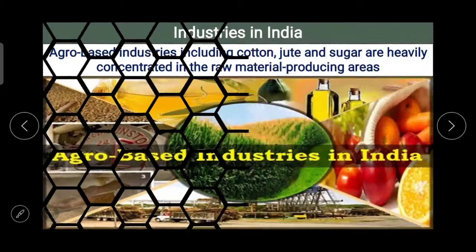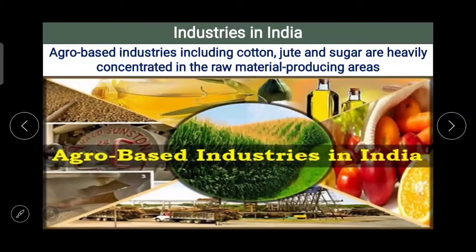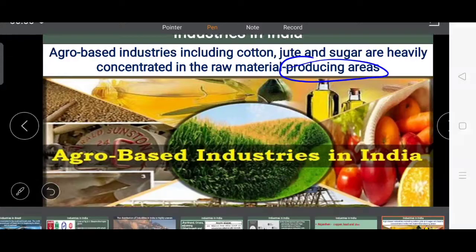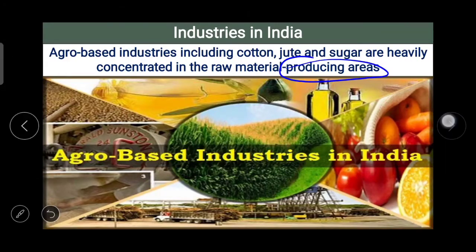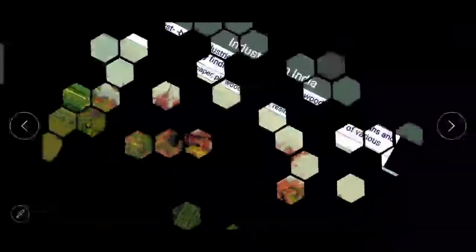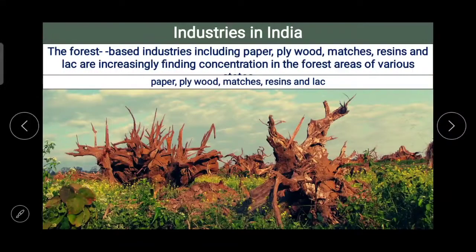Now if we talk about the agro-based industries including cotton, jute and sugar are heavily concentrated in the raw material producing areas. For example, sugar factory ऐसी जगह पे होगी जहाँ पर शुगर केन का प्रोडक्शन बहुत ज़्यादा है. The forest-based industries including paper, plywood, matches, resins and lac are increasingly finding concentration in the forest areas of various states. Paper, plywood, matches, resins and lac. So raw material plays a very important role.